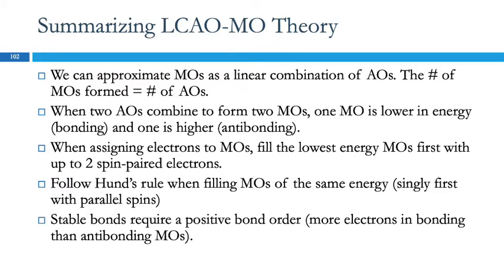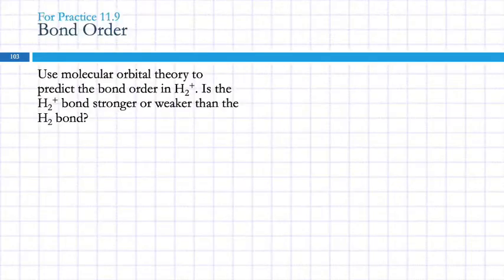So we are approximating the molecular orbitals as linear combinations of atomic orbitals, taking the standing waves that the orbitals essentially are and adding them together constructively and destructively to see what happens. We're always going to get a bonding orbital and a higher energy antibonding orbital every time we combine two atomic orbitals. We're going to fill the lowest energy molecular orbitals first, and we're going to follow Hund's rule. They get their own orbital until they need to pair up. And to have a stable bond, you need a positive bond order, which is more electrons in bonding than antibonding molecular orbitals.